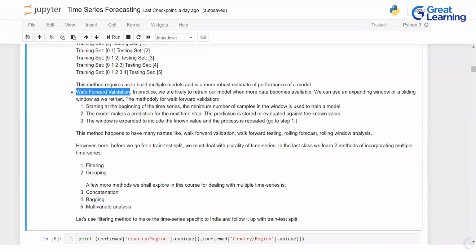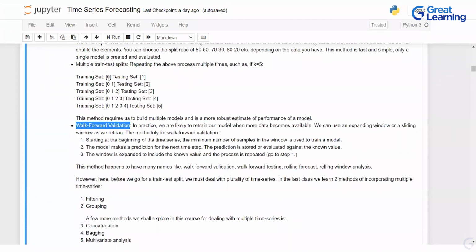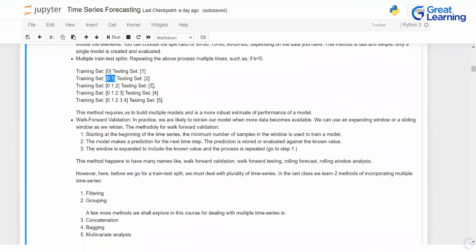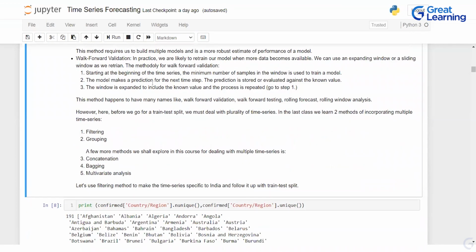The window is expanded to include that known value. It is something like this, just understand this. This one I did. Now I am doing a prediction based on this for one value. Now I compare, and this known value is included over here. Next one, I do the prediction. That's how walk forward validation works. Here it is one by one, but in walk forward validation you can have multiple, with a window size.